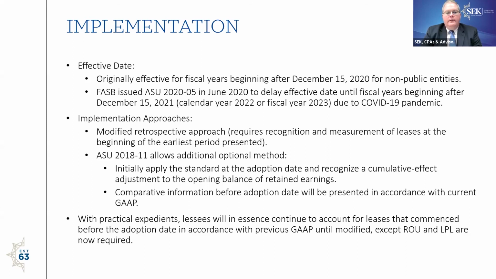So in essence, you can see with these practical expedients, the lessees continue to account for the leases the same way they do under current GAAP until they're modified. The only difference is you're now going to have an asset and liability, and going forward, once you implement the standard, you're going to have to include the disclosures and all the information, but then you don't have to go back and reevaluate everything. You can just follow current GAAP until those leases are modified in some manner.